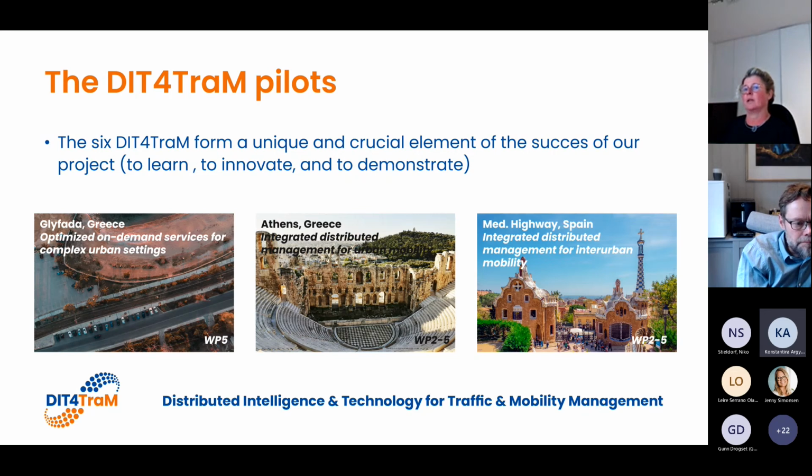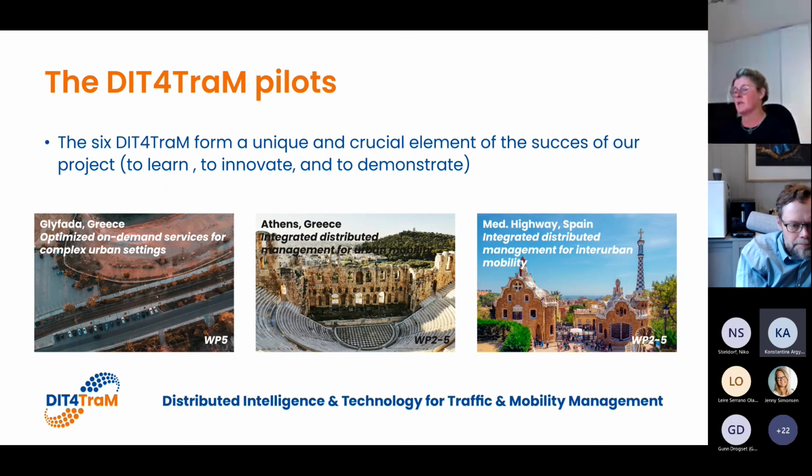Then we will have a pilot in Glivana in Greece, close to Athens, where we're going to look in real life at different types of bus services, from smaller buses that might only have 8 people in them to regular buses that are much bigger. And we're going to use an app that people can use to select the different services that they want to use. So that's related to work package 5.